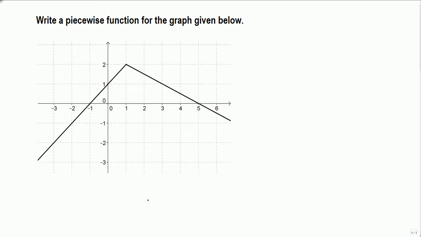Write a piecewise function for the graph given below. In fact, we have two lines here. It's going up all the way to 2 at 1, up to 1. Okay, and after 1 is now another line decreasing with negative slope.